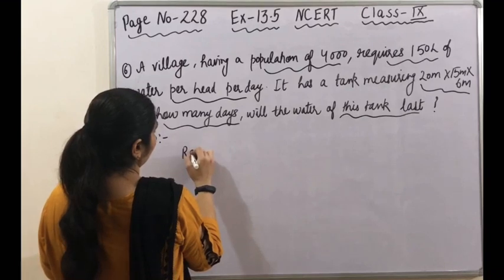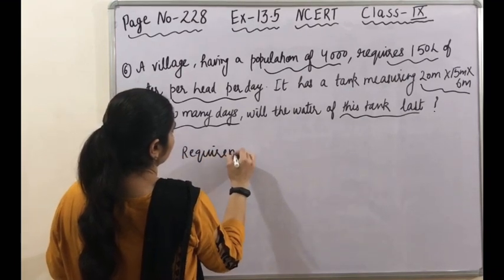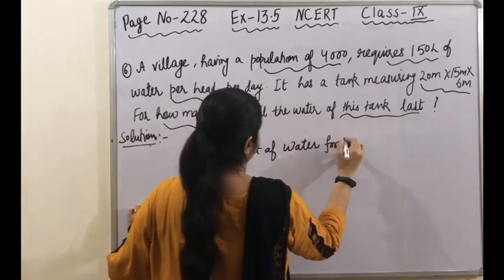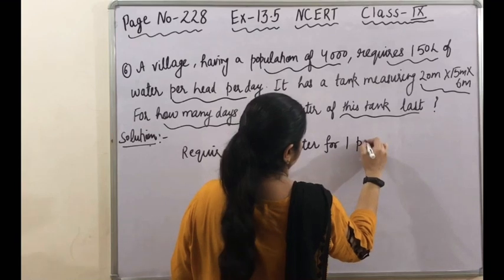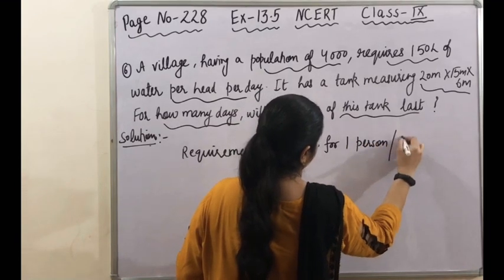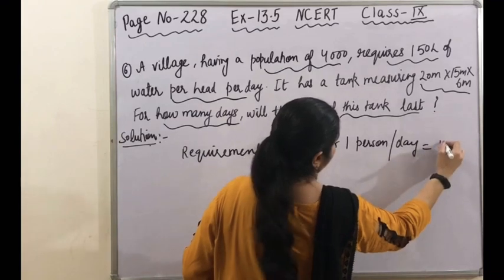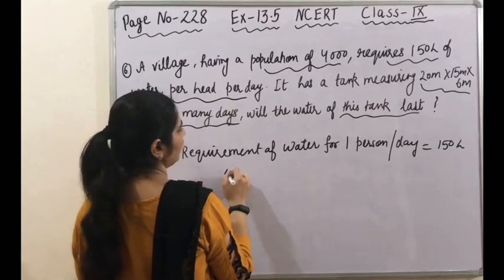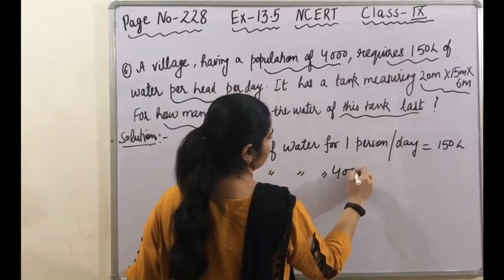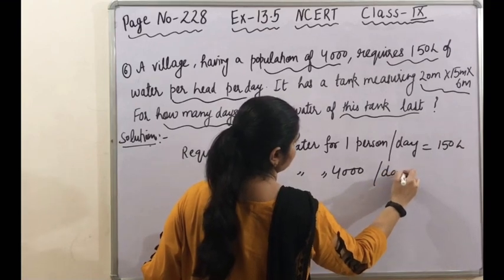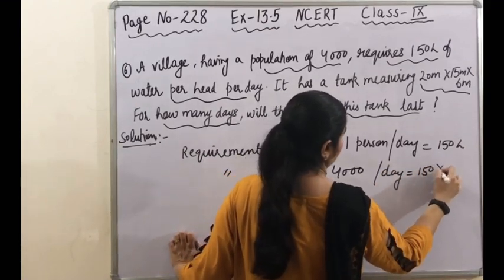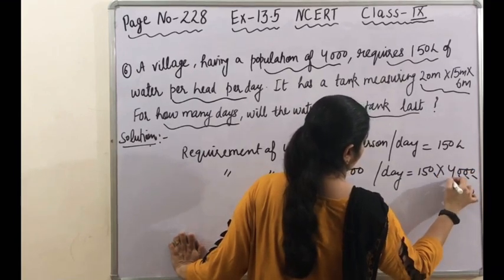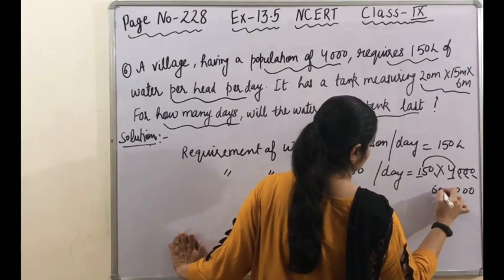Requirement of water for one person per day is equal to 150 liter, and there are 4,000 people. So the requirement of the water for 4,000 persons per day is 150 liter multiplied by 4,000. 1, 2, 3 and 4 zeros, 15 4s are 60.